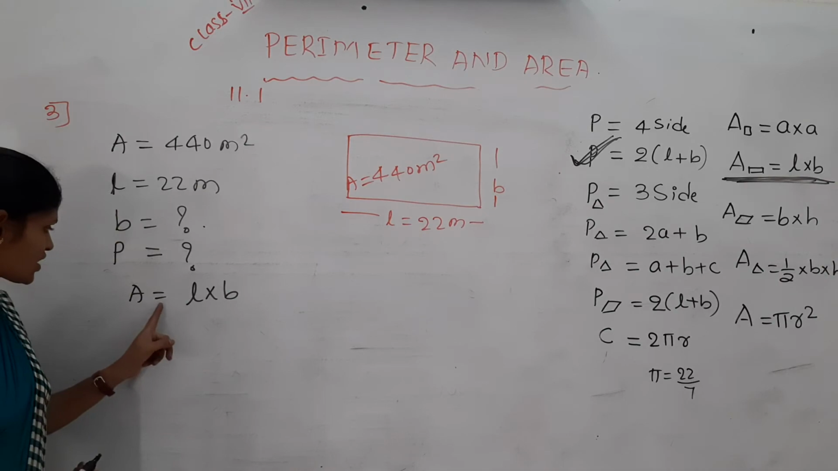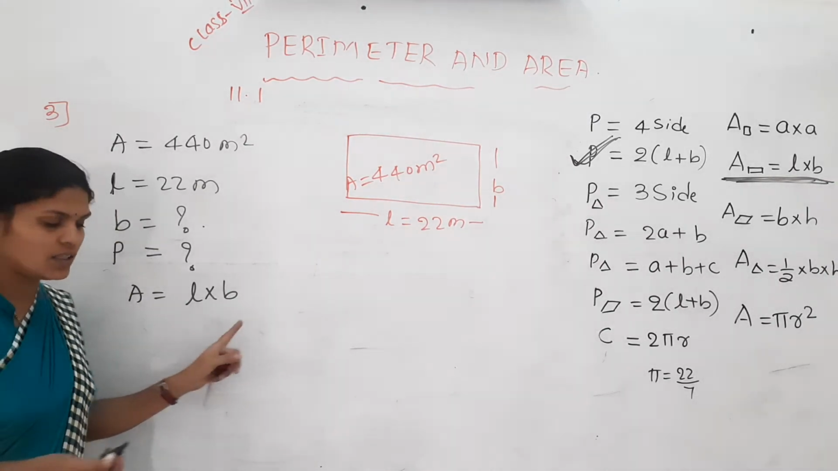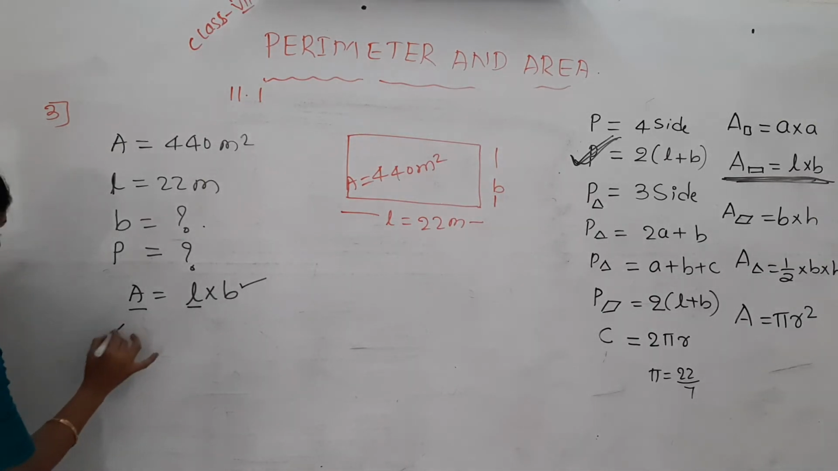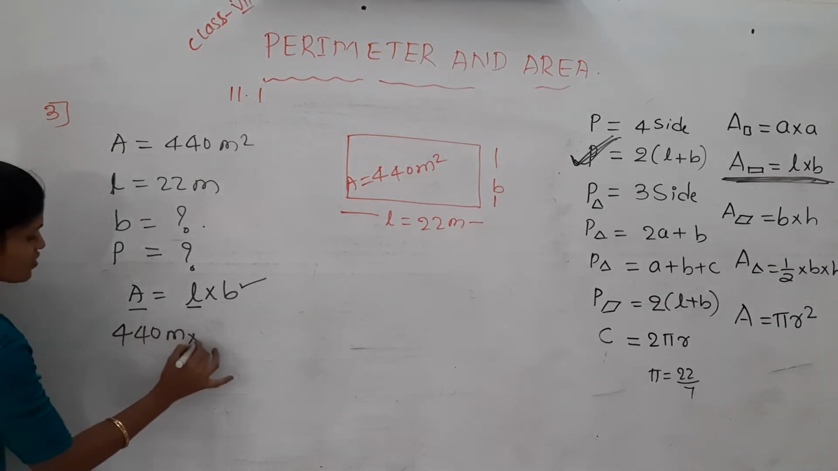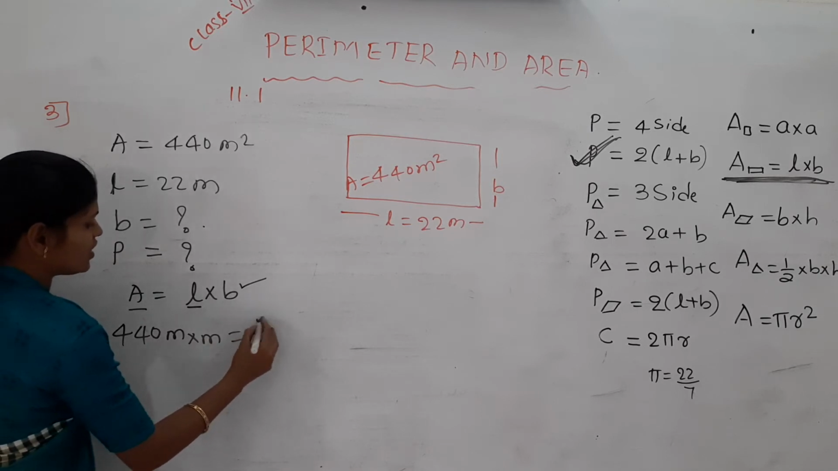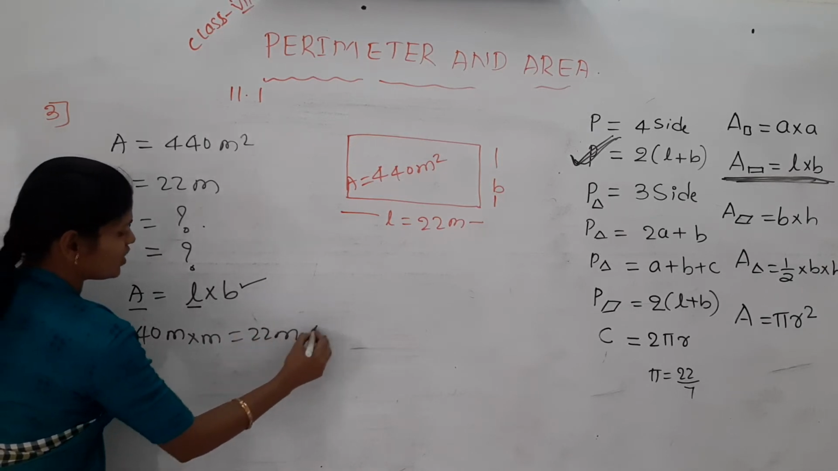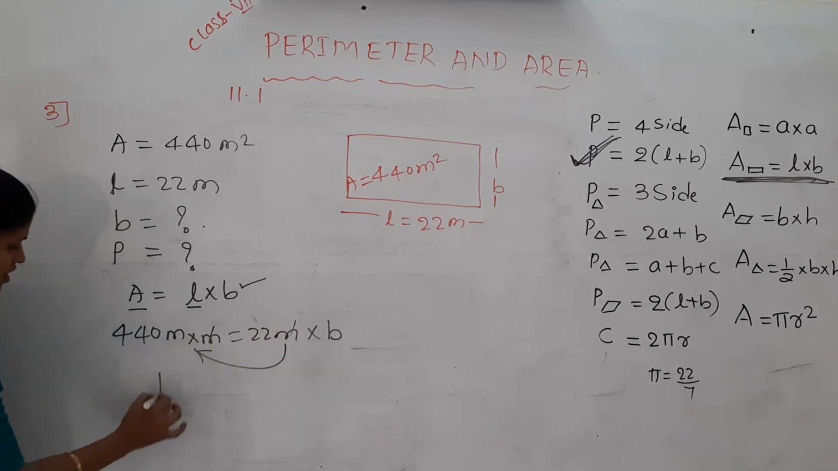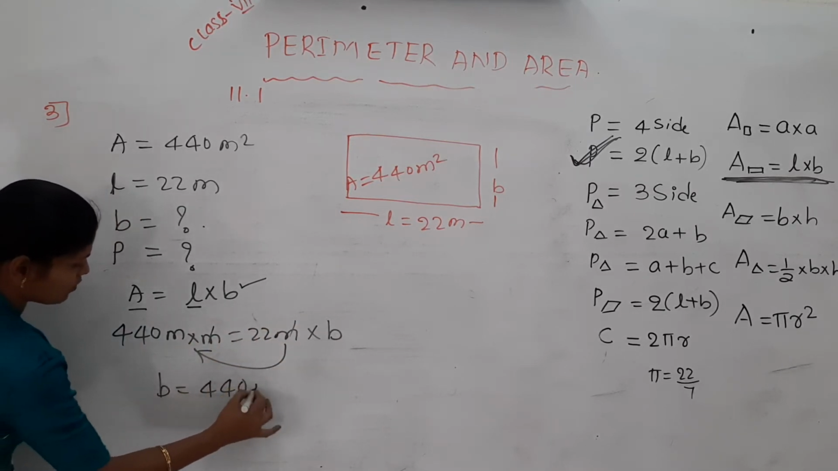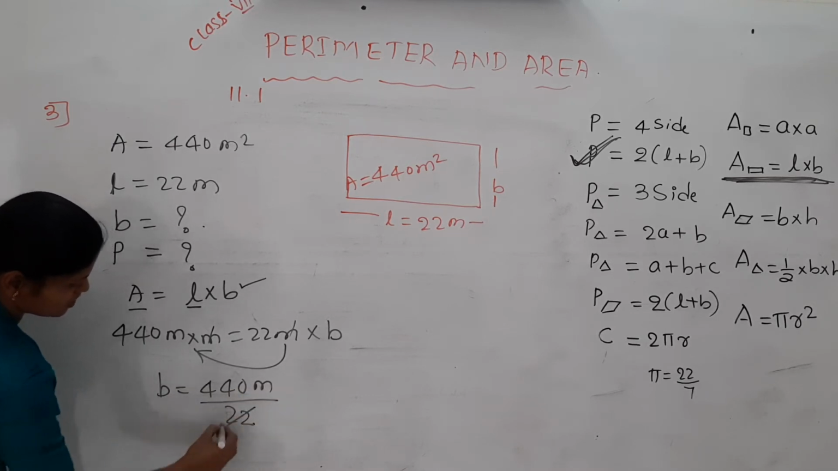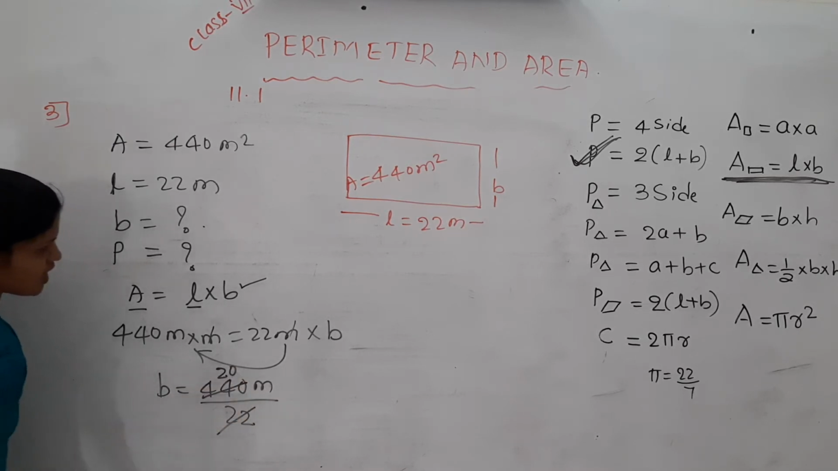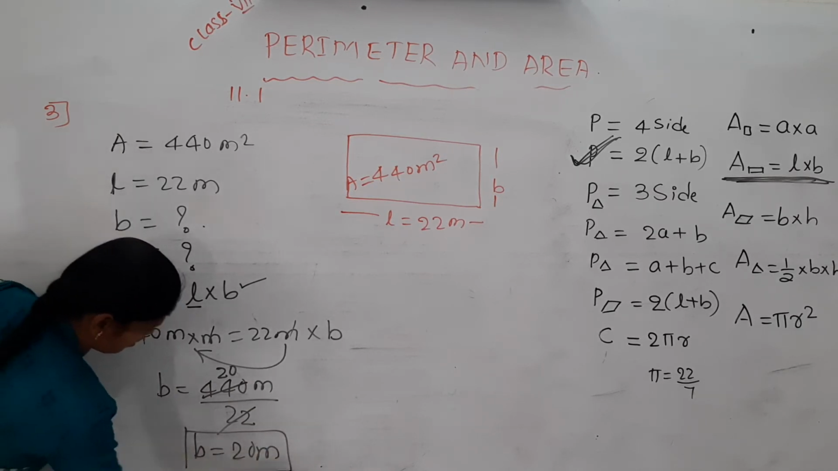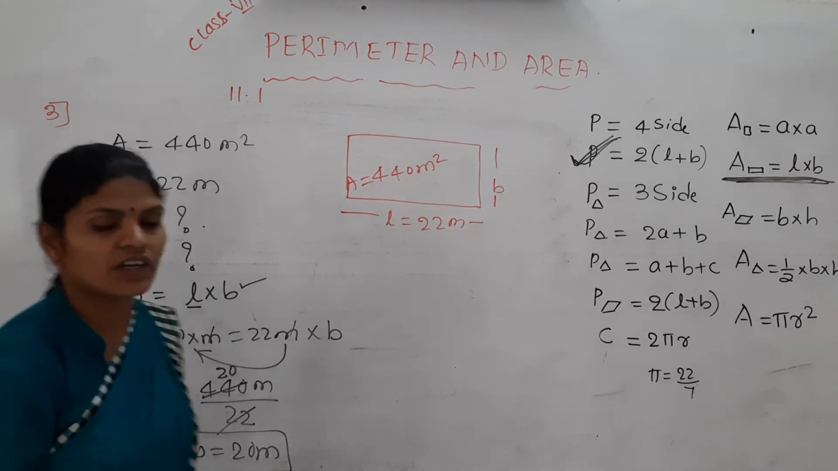Why? Area of the rectangle is equal to length into breadth. You know the length, you know the area, then you can find the breadth. Area is 440 meter square, meter into meter. Then length is how much? 22 meter into breadth. Meter gets cancelled. Then breadth is equal to 440 divided by 22. 22 2s are 44, 20. Breadth of the rectangle is how much here? 20 meter.